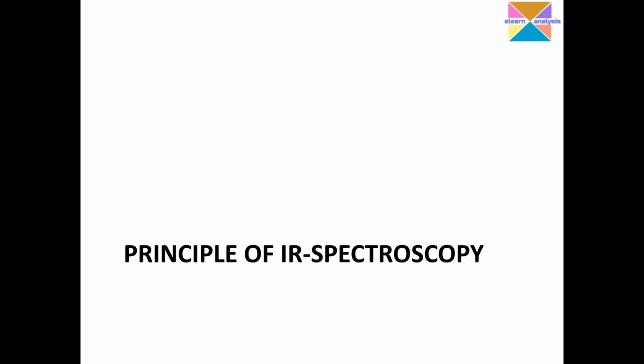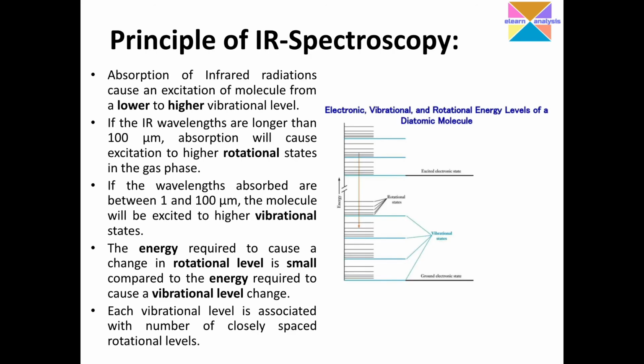And coming to the principle of IR spectroscopy: the absorption of infrared radiation causes an excitation of the molecule from lower to higher vibrational energy levels. So we have a new concept called the vibrational energy level. When we were discussing the basics of electromagnetic radiation, we saw that four different energy levels exist: translational, rotational, vibrational, and electronic energy levels.